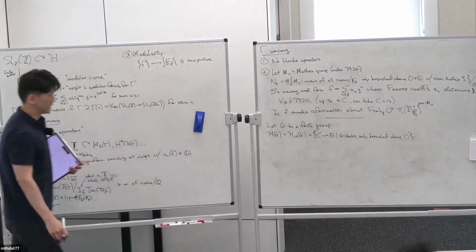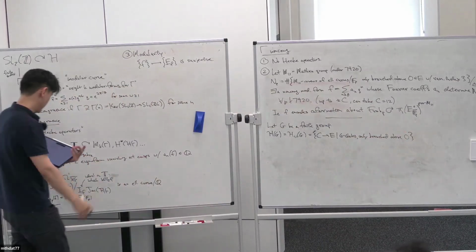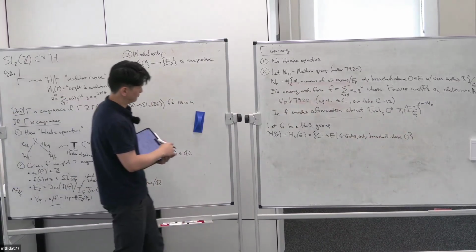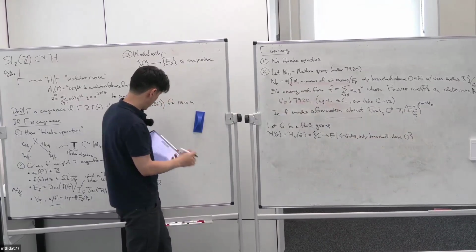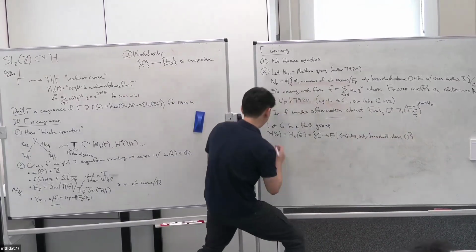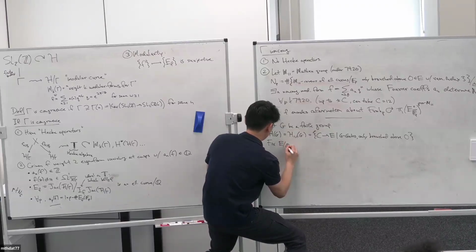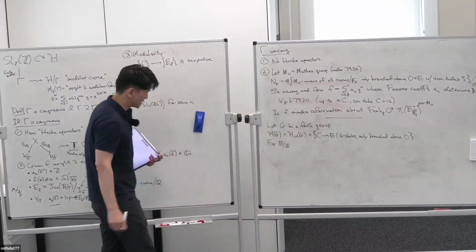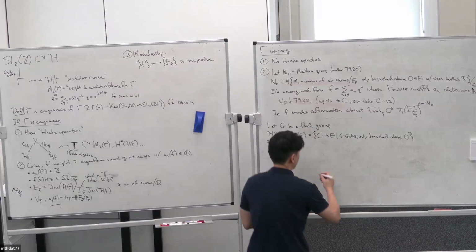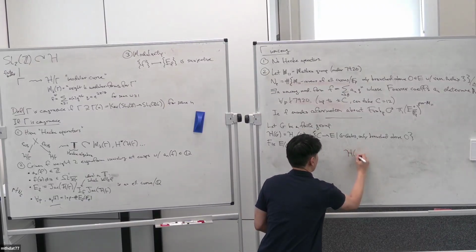Right, so I'm just going to write it as a set, but it's a moduli stack of G covers of elliptic curves. Okay, so let's fix some elliptic curve over Q. And so what do these moduli stacks look like? So let me just recall the general picture.